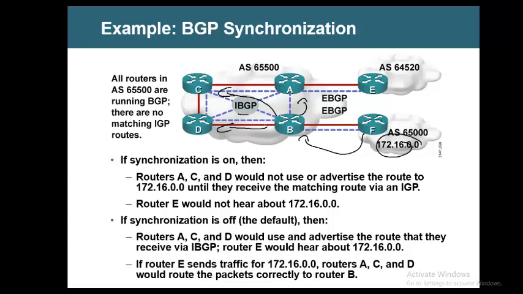Now, if D, C, and A are to accept this, meaning to use this or to advertise this to E, they should have a matching route via IGP. Meaning if you have OSPF as the IGP protocol, in that OSPF also someone should advertise this network. Funny. Why would OSPF, which is working inside this organization, need to have the 172.16 update?